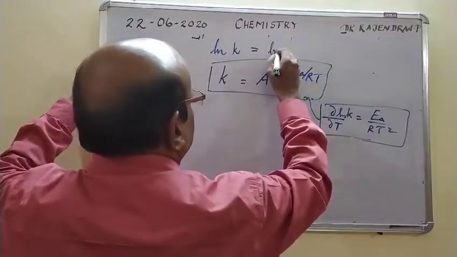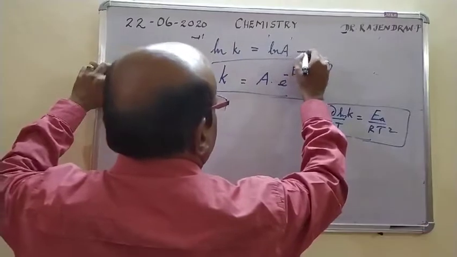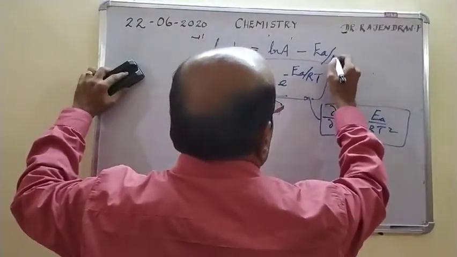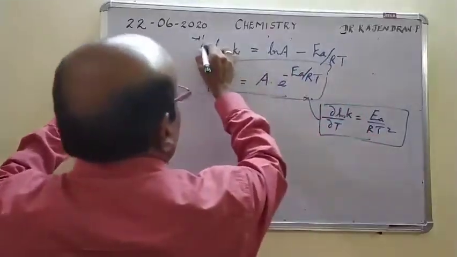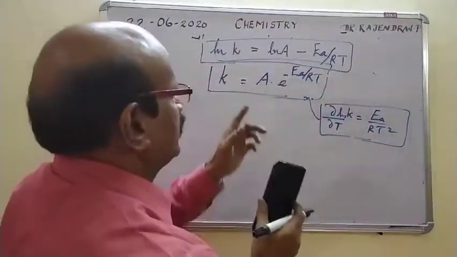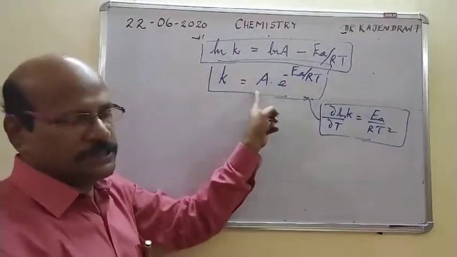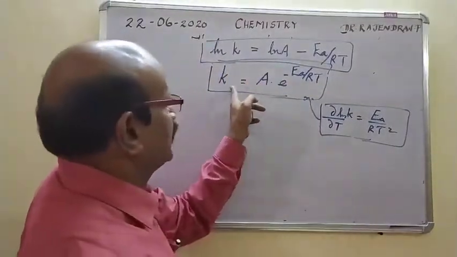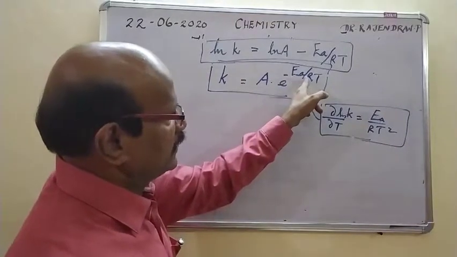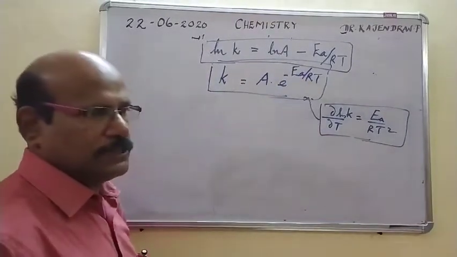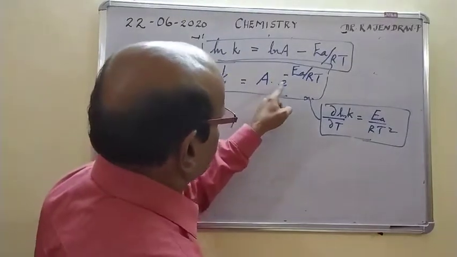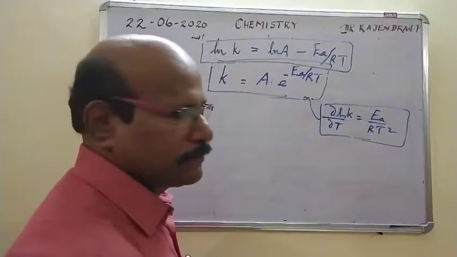ln k is equal to ln A minus EA by RT. This is the logarithmic form of the equation. If we drop the logarithm, we have the equation k is equal to A into e raised to minus EA by RT. This is the common form of the Arrhenius equation, where A and EA are generally called the Arrhenius factors.